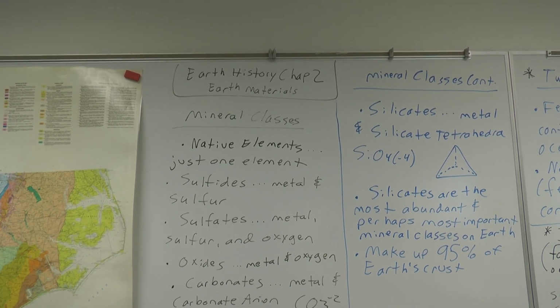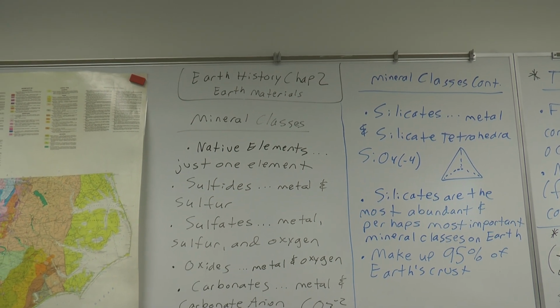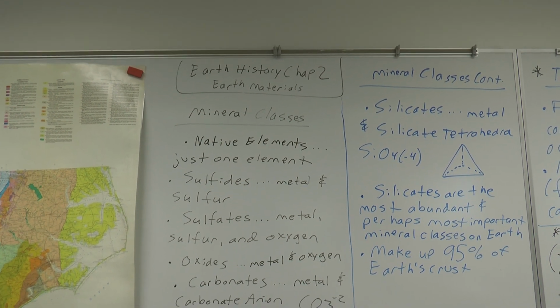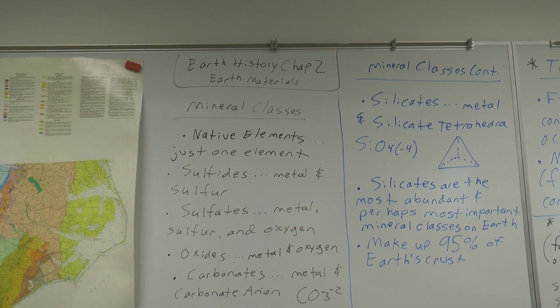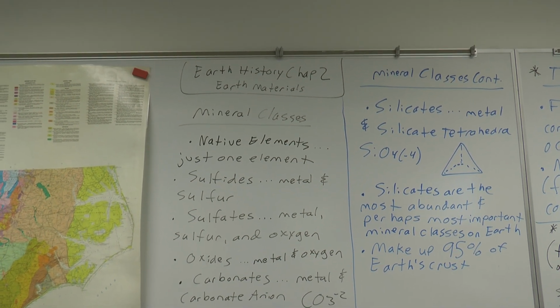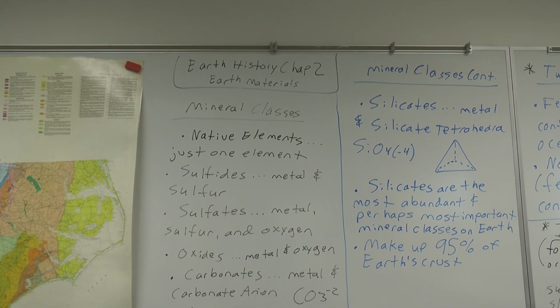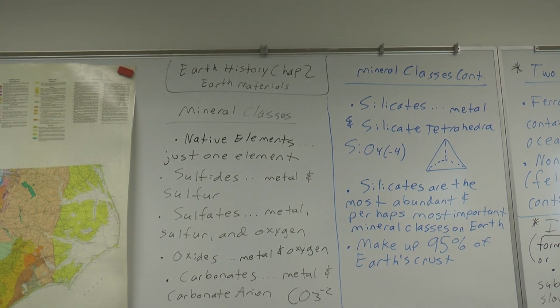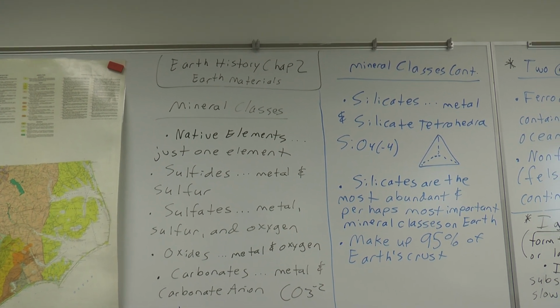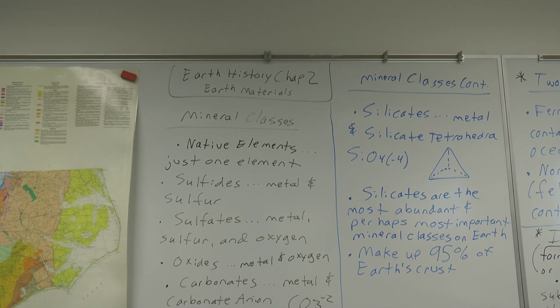All right, so we are going to begin with mineral classes. There are more mineral classes than I have on the board. These are the only ones we really need to talk about for this class. Okay, so we'll begin with native elements. These are minerals that contain just one element. Examples would be things like diamonds, graphite, gold, silver, platinum, sulfur, that kind of stuff. Not too many of those.